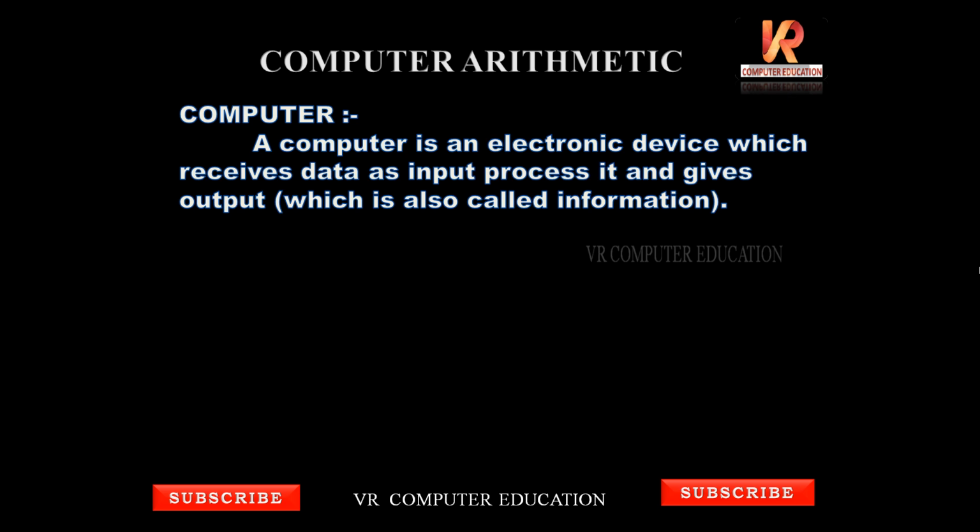First we'll see the definition of computer. A computer is an electronic device which receives data as input, processes it and gives output, which is also called information. So the well-known definition is that a computer is an electronic device which receives data as input, that data will be processed, and it gives output, and that output we call information.